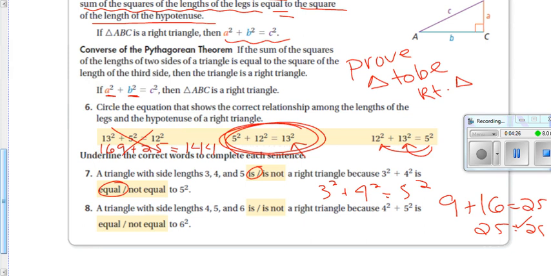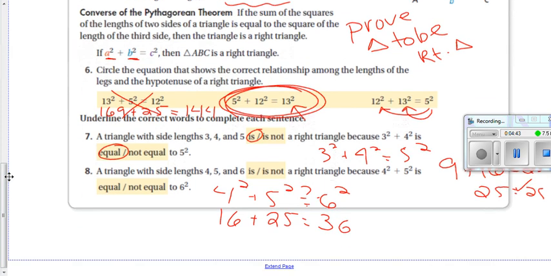All right, number 8. Let's do it 4, 5, and 6. So we're saying we don't know. Are they equal? I don't know. 4 squared is 16, 5 squared is 25, 6 squared is 36. Scroll down. 16 plus 25 is 41.